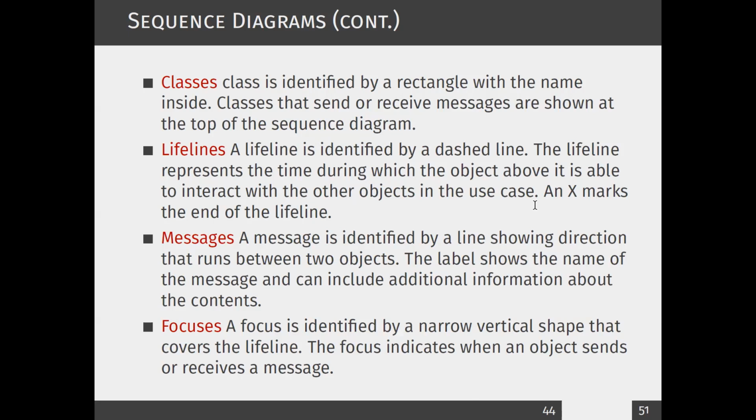Then messages. So messages are identified by a line with direction between the two objects, and the label shows the name of the message, and also it includes additional information. Focuses are identified by the narrow vertical shape that covers the lifeline. The focus indicates when the object sends or receives messages. So basically that will give you the information.